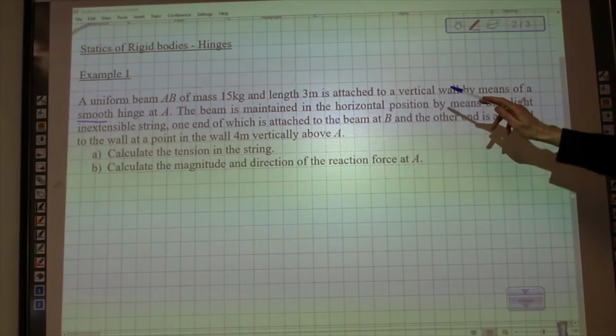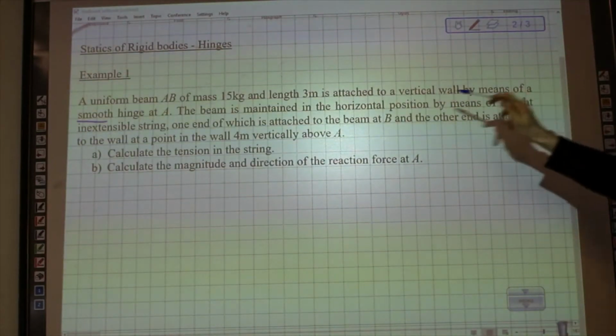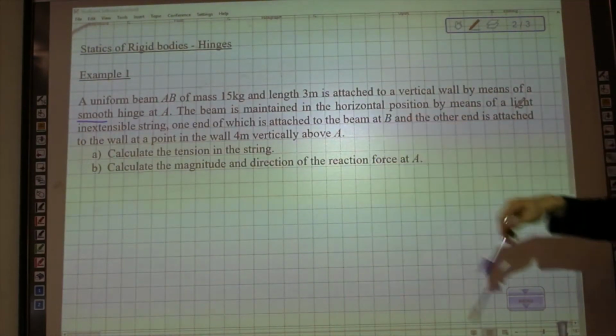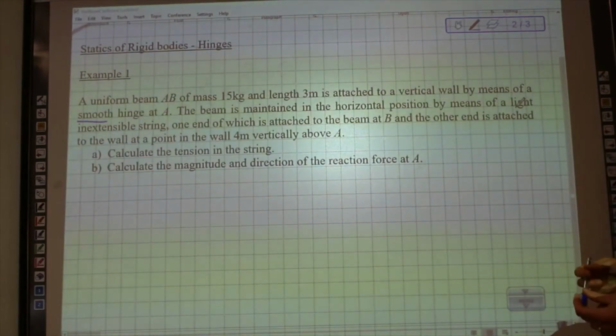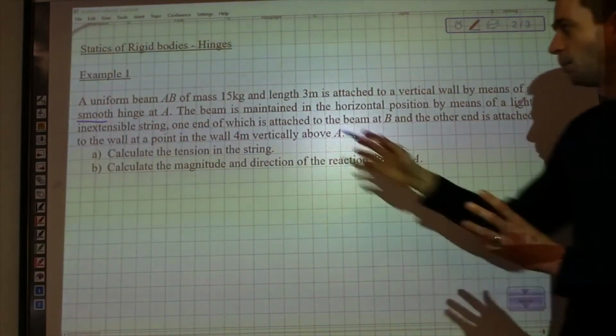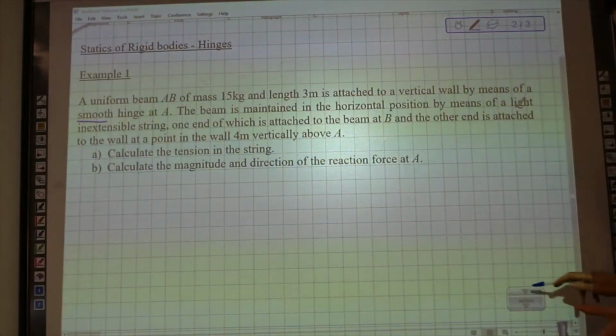The beam is maintained in the horizontal position by means of a light inextensible string, one end of which is attached to the beam at B, and the other end is attached to the wall at a point in the wall 4 meters vertically above it. And we're being asked to calculate the tension in the string.